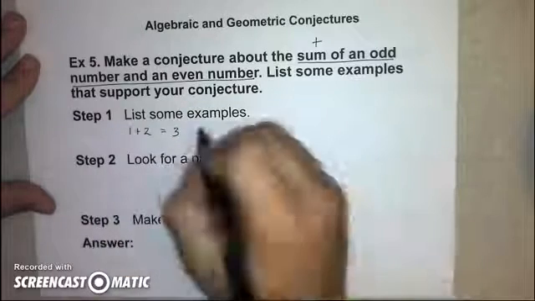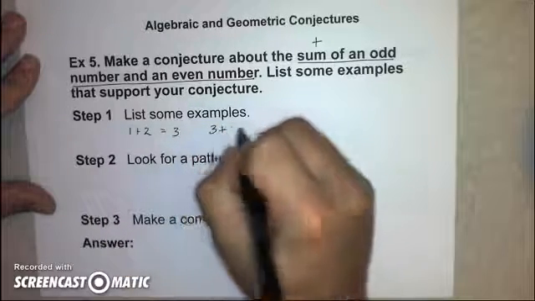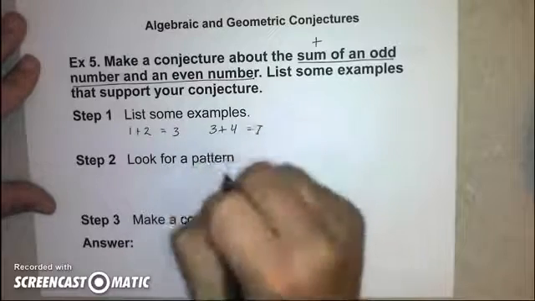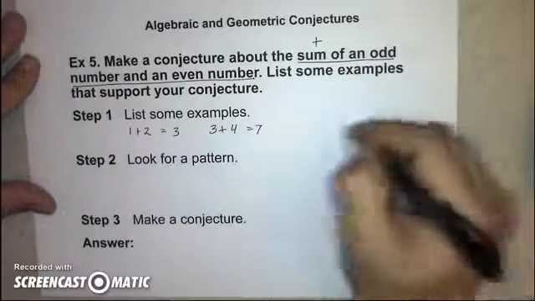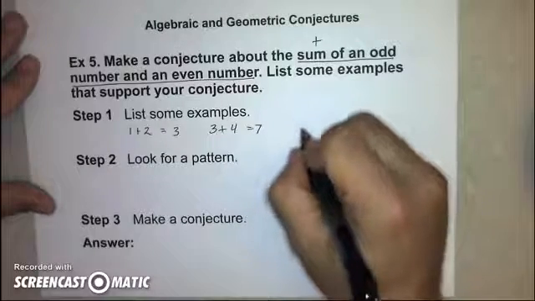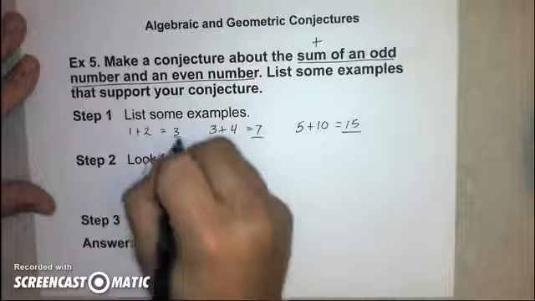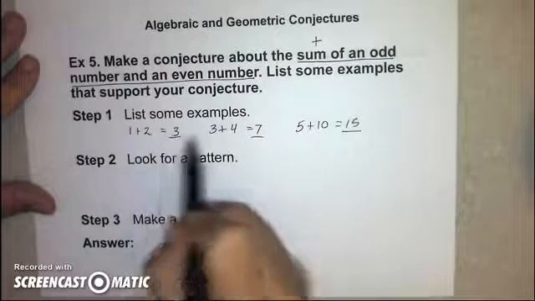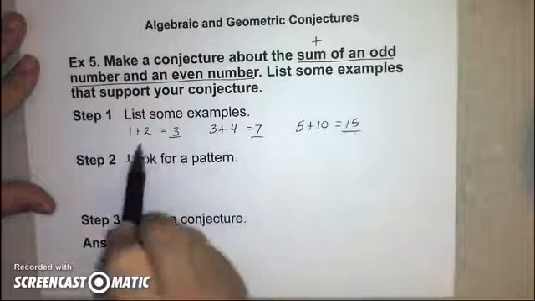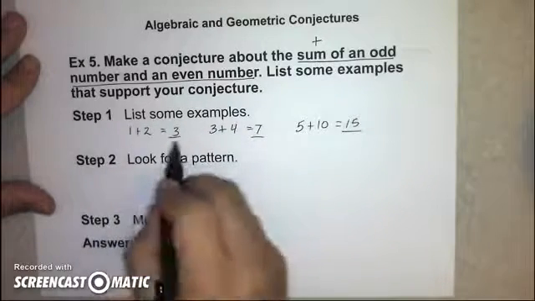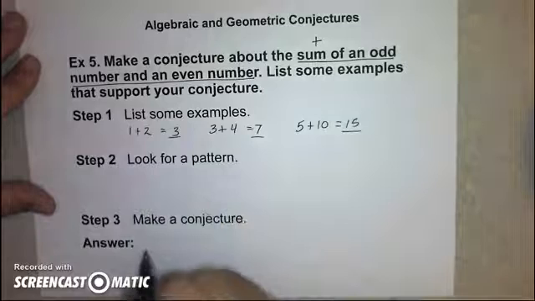Let's try another odd and even. Let's try the number 3 plus 4. Odd and even. 3 plus 4 is 7. You can come up with any number of other examples. I'll just give you a few. 5 plus 10, that's 15. If you look at these answers, the thing they have in common is that they are always odd numbers. No matter how many examples I came up with, if I add an odd and an even number, the sum will be another odd number.